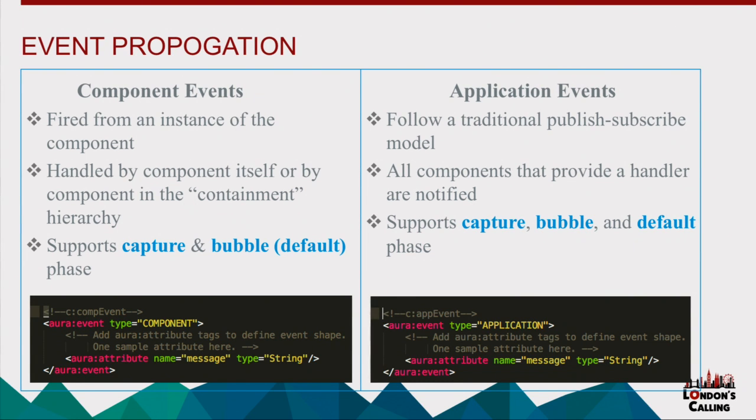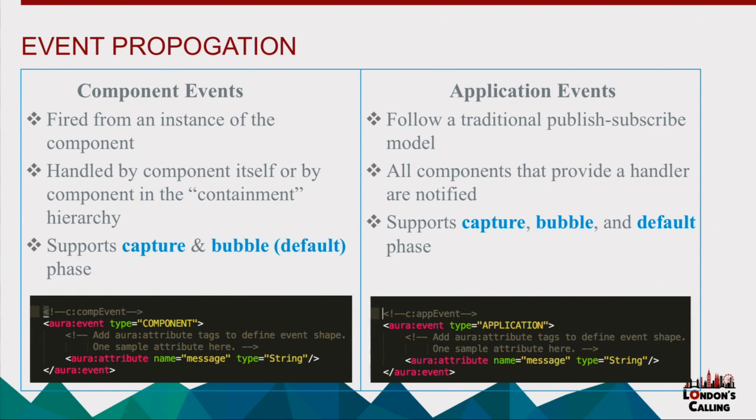In the capture phase, the event handler is invoked at the application root, and if you have any nested components, the event handler is invoked from the application down to the source that fires the event. And bubble is the exact reverse. The event handler is invoked by the component that fires the event, and then it bubbles up to the application root. For component events, bubble is the default phase. But if you want the application root to handle the event first, you should set the phase type to capture. So this is an example of a component event.